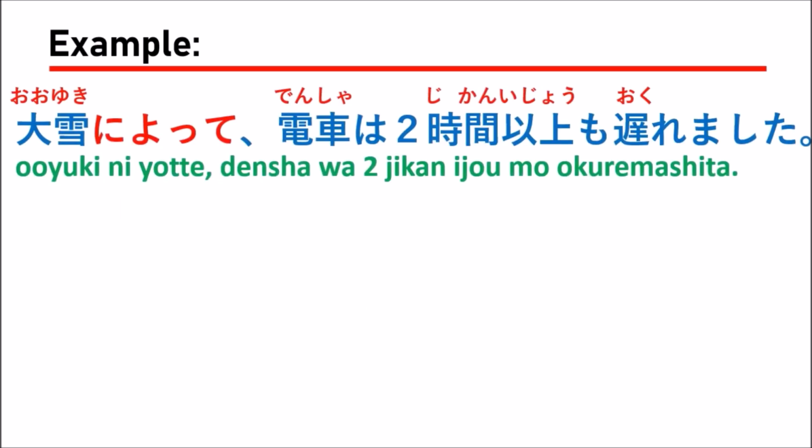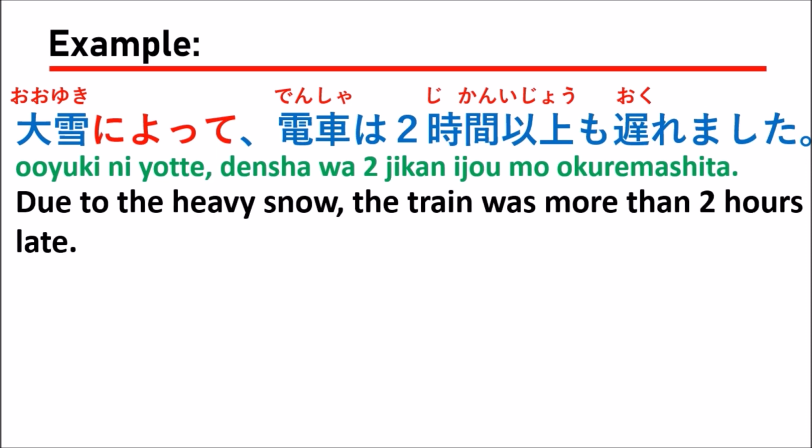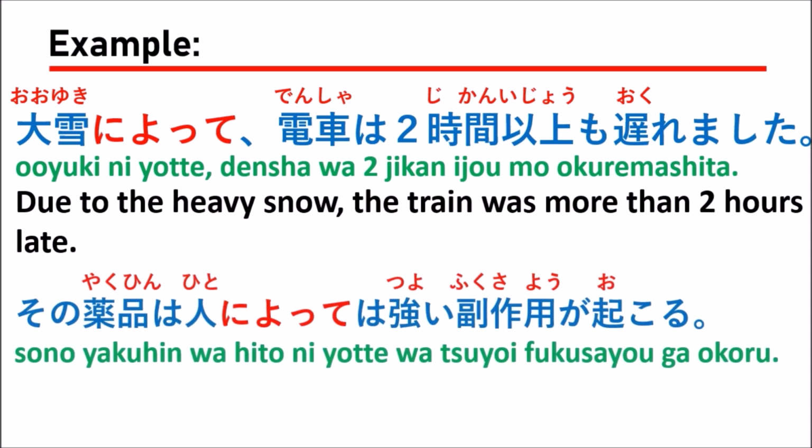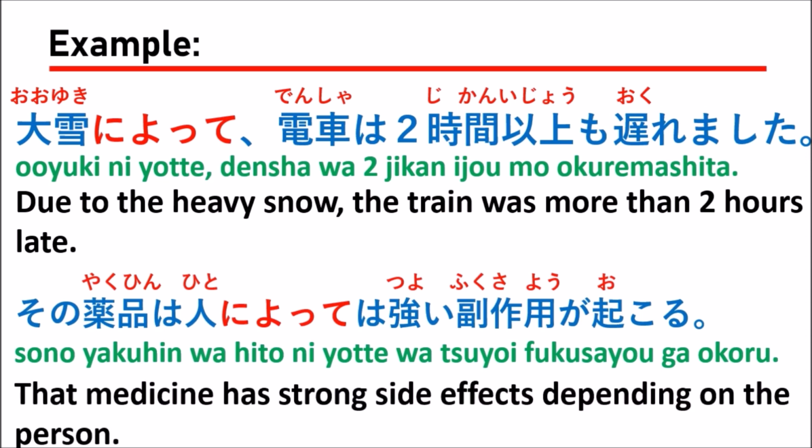The next example: 大雪によって電車は2時間以上も遅れました。That means due to the heavy snow, the train was more than 2 hours late. The next example: その薬品は人によっては強い副作用が起こる。Which means that medicine has strong side effects depending on the person.